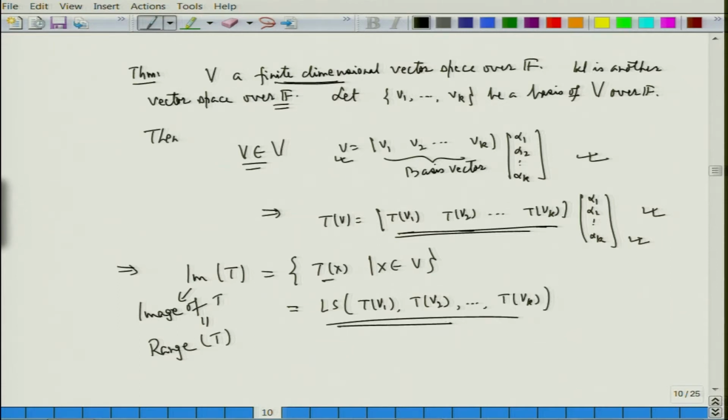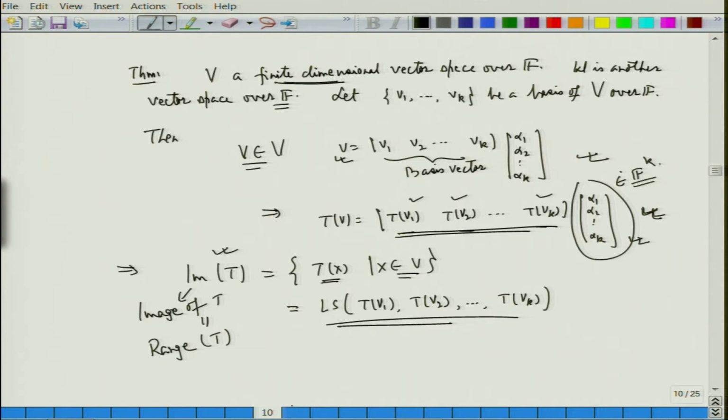So T of x, where x belongs to V, is known as soon as I know the images of the basis vectors T V1, T V2, T Vk, and then I am just multiplying by certain scalars, which are elements from F. Overall they belong to F to the power k. If the alphas were real numbers, I am looking at R to the power k and just multiplying by that, nothing else. So the image of T comes from just looking at the linear span of T V1, T V2, T Vk. This idea is also helpful to us.